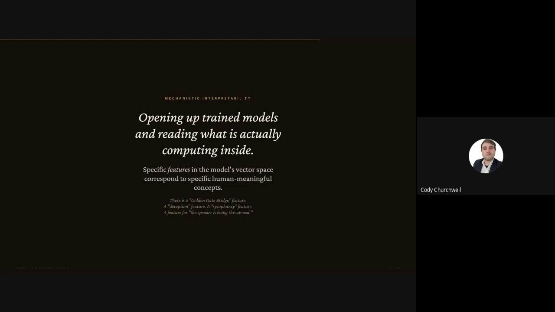There's a famous demo from Anthropic where they amplified the Golden Gate Bridge feature. The resulting model talked about the Golden Gate Bridge constantly, even when asked unrelated questions. The substrate is becoming editable, not just observable.